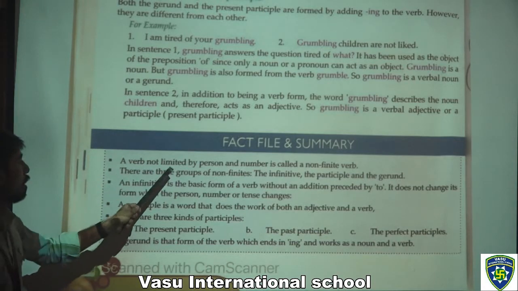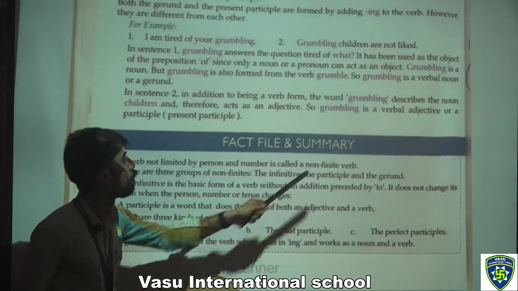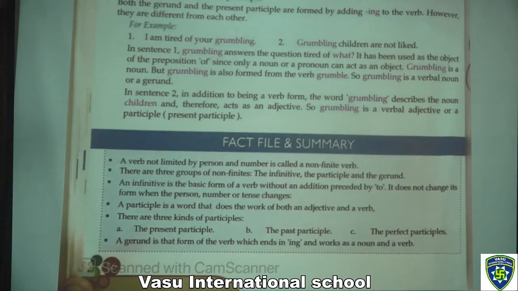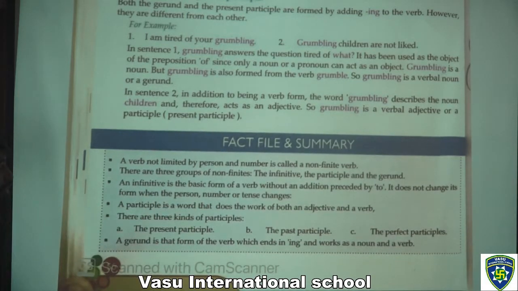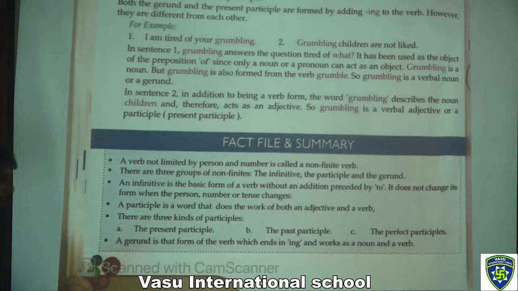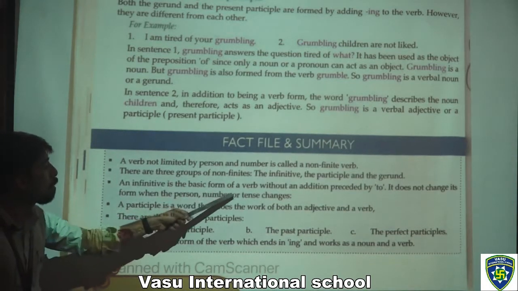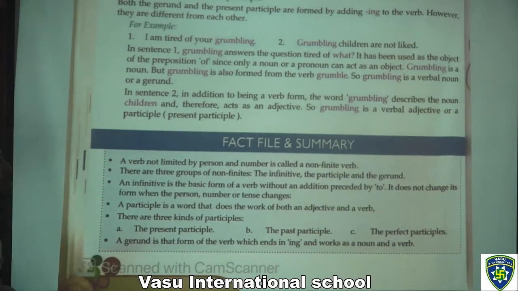A verb not limited by person and number is called a non-finite verb. There are 3 groups of non-finites. What are the 3 groups? The infinitive, the participle and the gerund. An infinitive is the basic form of a verb without an addition, preceded by to. It does not change its form when the person, number or tense changes. You have to learn these points.